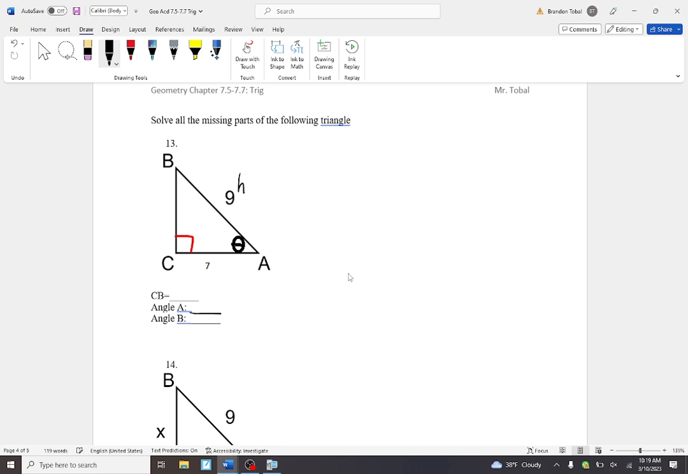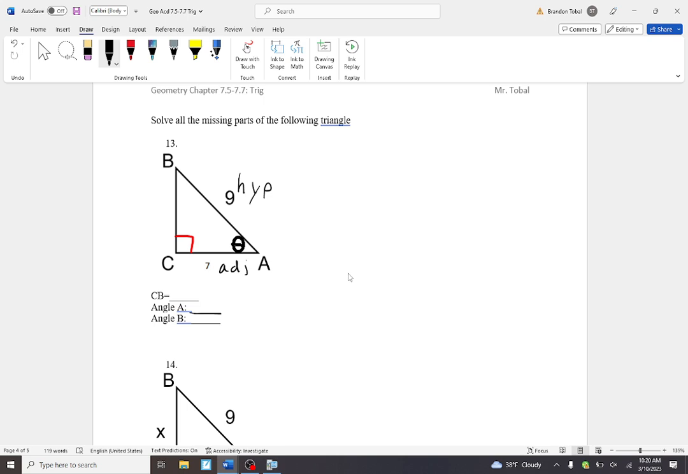In this case, you already have 90, but 90 is included. Everything has a 90 degree angle in this case. And this one is adjacent. That makes it easier. So let's find angle A. This is adjacent. This is hypotenuse. SOHCAHTOA. Adjacent, hypotenuse.